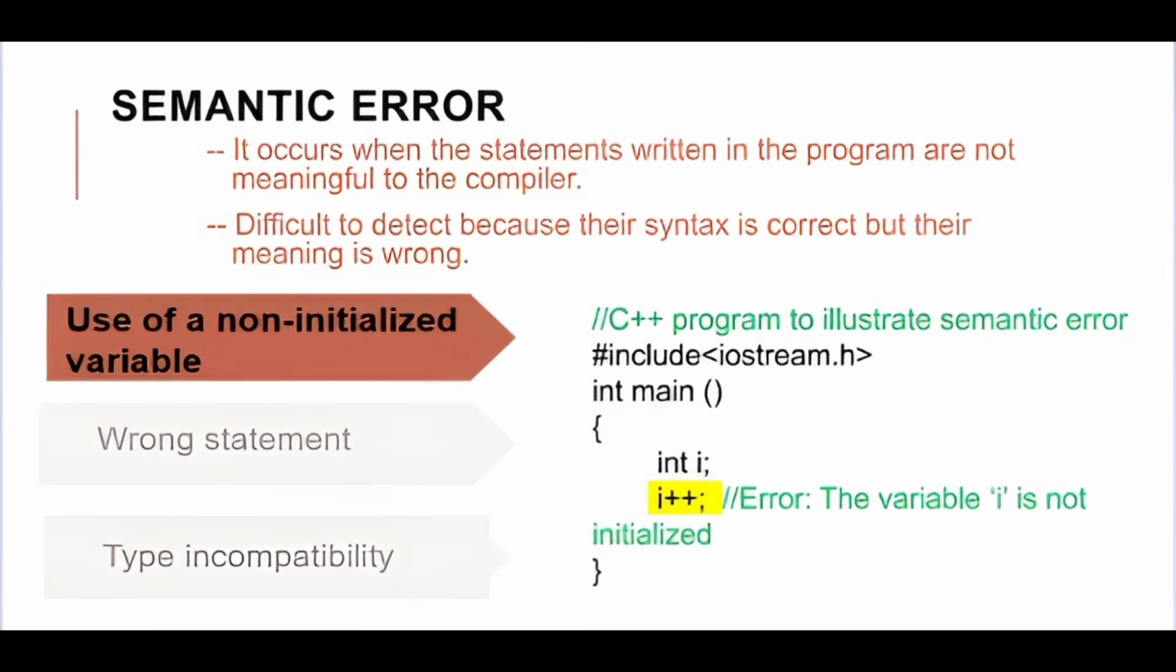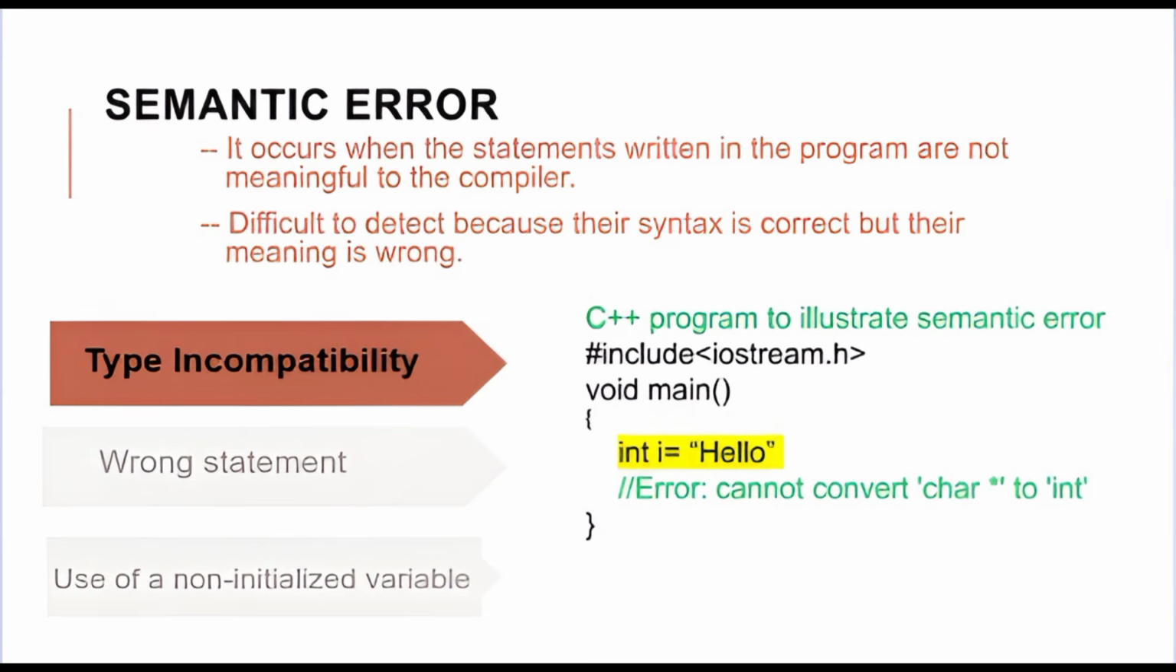Another example is the use of a non-initialized variable. Int i is declared and we are using the increment operator here on a variable which does not have an initial value. So it will also lead to a semantic error.